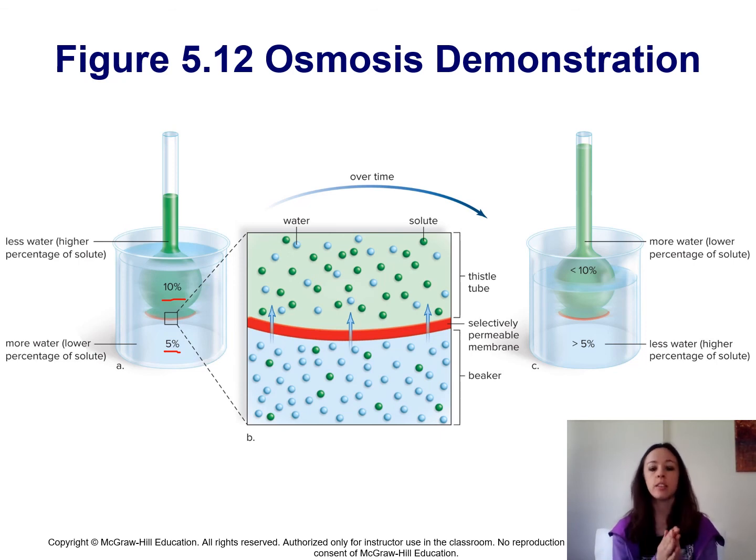The main reason for this is because there's too much solute or not enough water inside that thistle tube. And so when water flows across the membrane, it's going to lower the solute concentration and increase the water concentration. The actual amount of solute will not change, but the percentage of the water in the solute will.